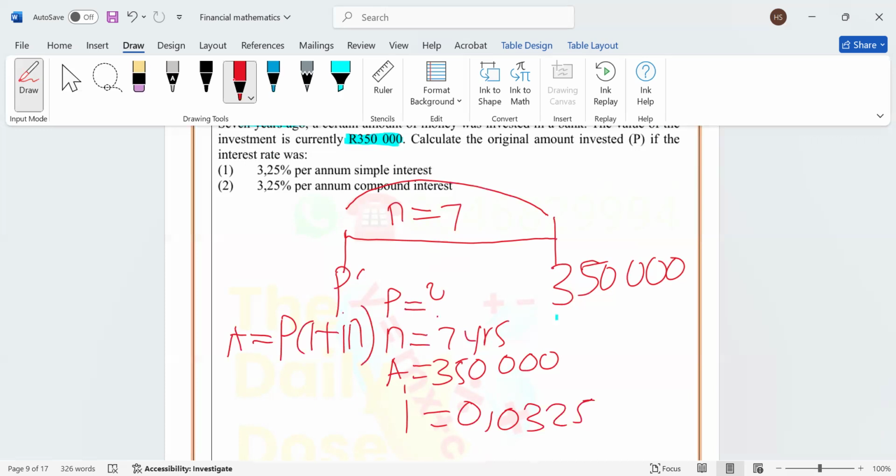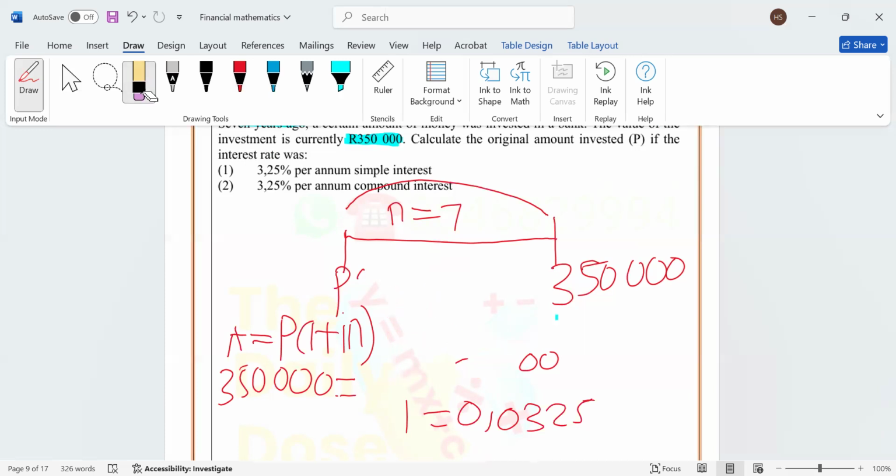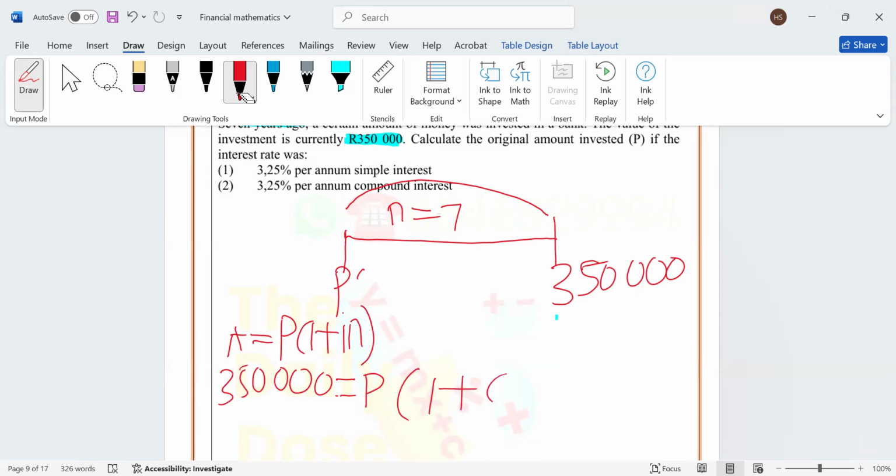Then we substitute what we have. A is equal to 350,000. Then P is unknown. Then A equals P times (1 + 0.035 multiplied by 7).